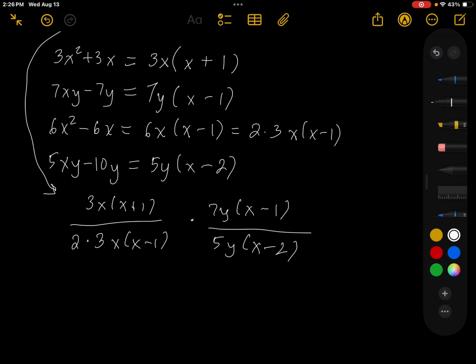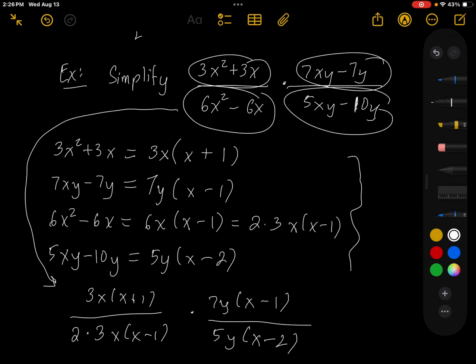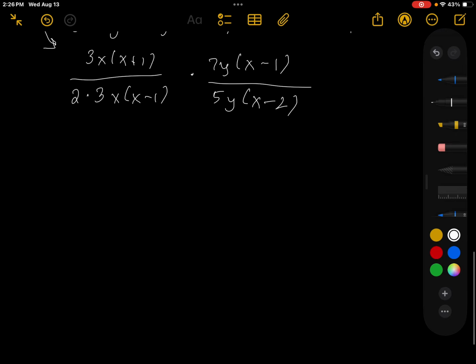Now again, here all I did was replace those 4 expressions by what I got when I factored. And when I do that, I get this. So now I'm trying to simplify this. And again, we just have multiplication, right? All I'm doing on the top and bottom is I have a product. I have 3 times x plus 1 times 7 times y times x minus 1. On the bottom, I have 2 times 3 times x minus 1 times 5 times y times x minus 2.